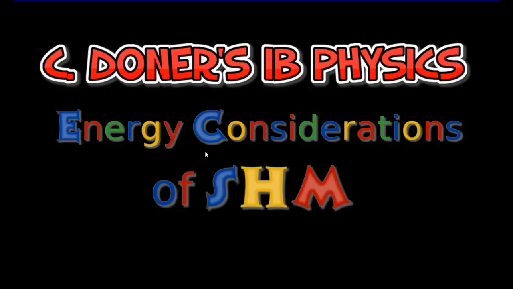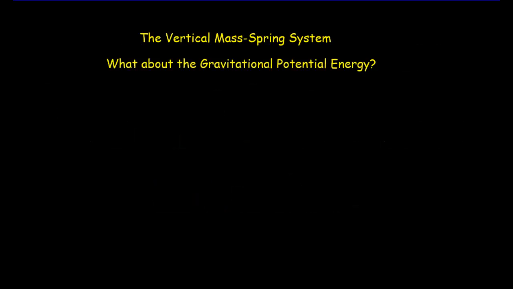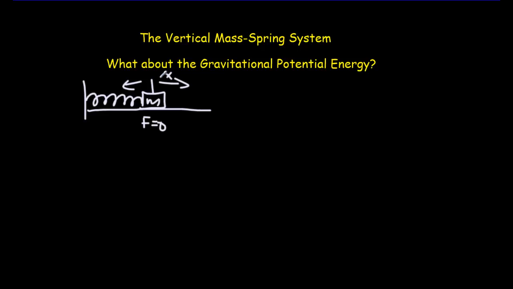Let's look at what happens to energy in a simple harmonic oscillator. A little clarification: up to now, I've always tried to make my mass spring systems horizontal. So we'd have a frictionless surface and the mass would oscillate back and forth about some equilibrium position, and that equilibrium position would be where there is no force in the spring. Force would be 0, and we'd measure our displacement from that equilibrium position.